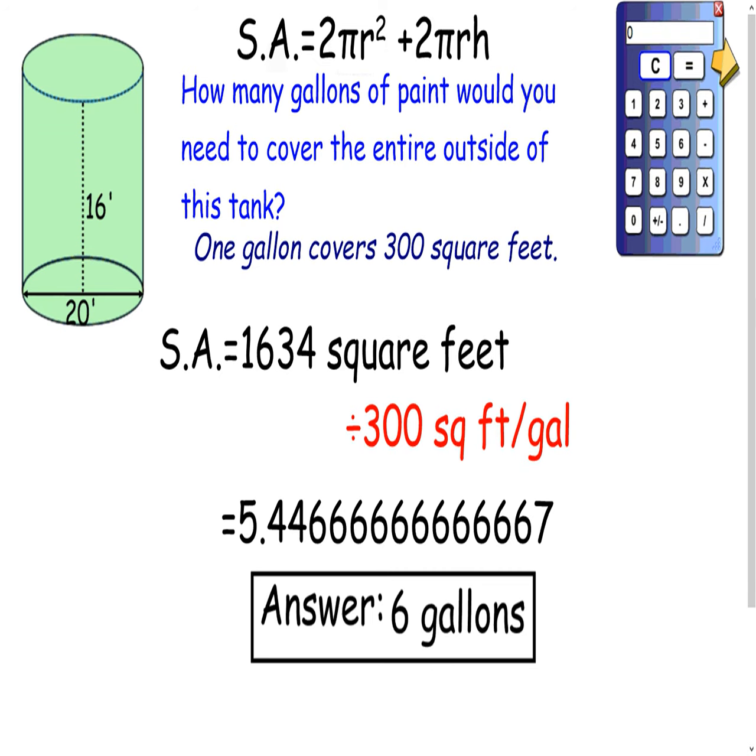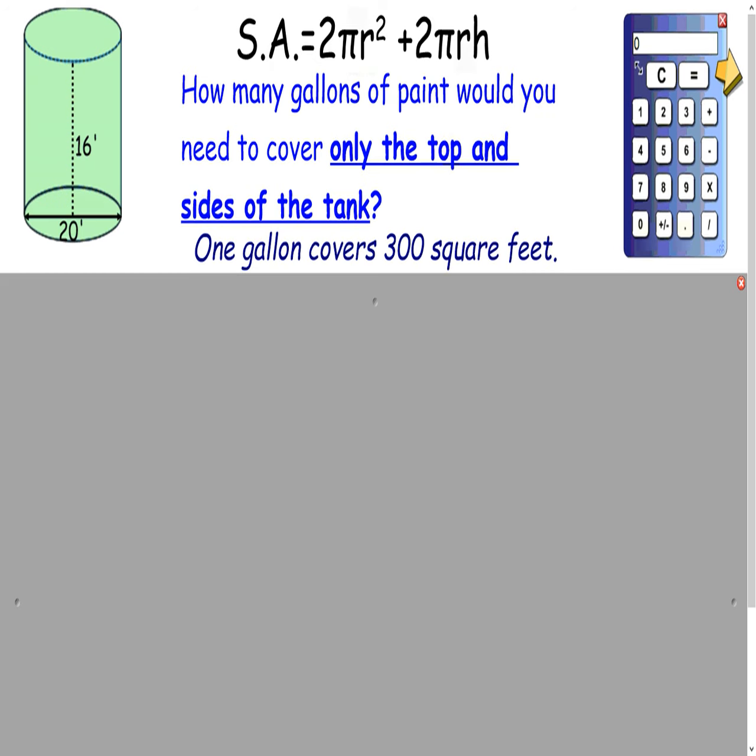Okay, one last thing to talk about. Say this tank is sitting on the ground, and you don't actually want to paint the bottom of the tank because no one's going to see it. So you're only going to paint the top and the sides of the tank. How many gallons of paint do you need then?